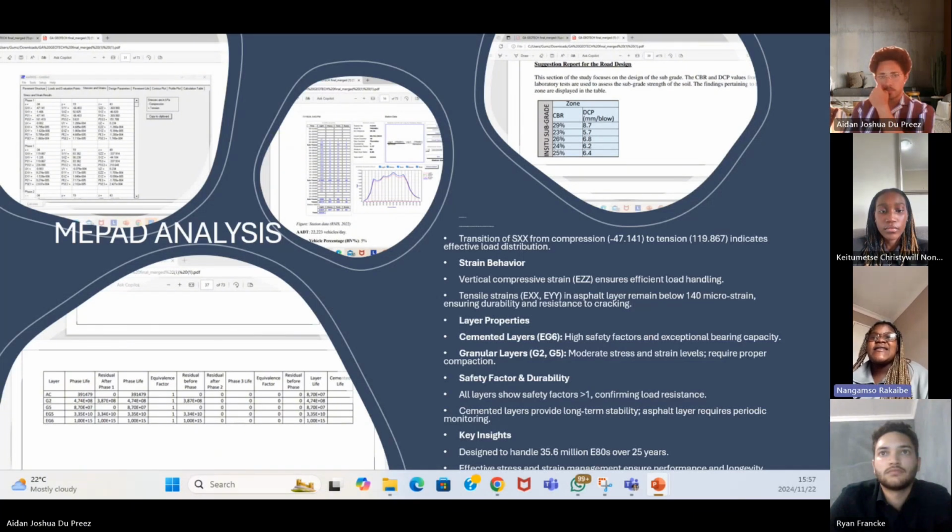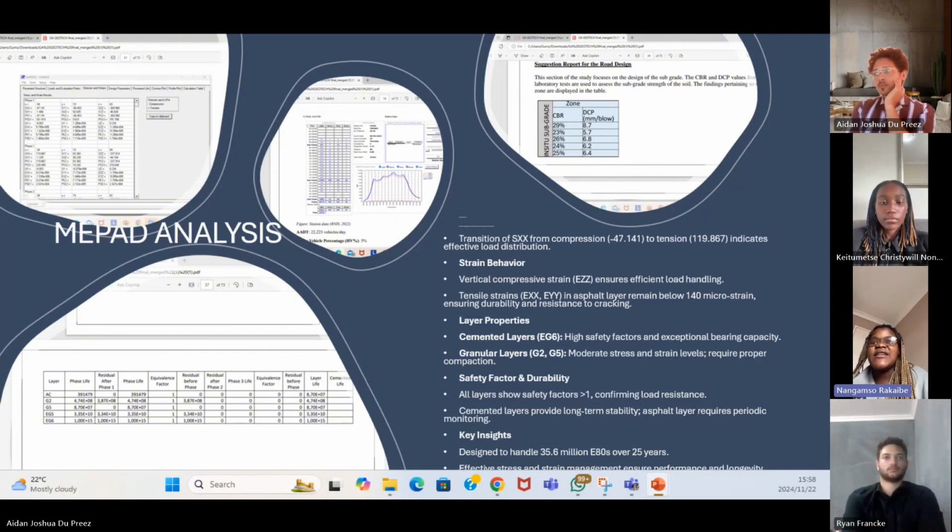The MEPAD analysis showed the distribution of both compressive and tensile stresses across different pavement layers, indicating how the material reacts under applied loads. The deepest layers, such as the EG5 and the EG6 cemented layers, experienced high compressive stresses, which is expected as they support the majority of the load. These layers are essential for maintaining pavement stability and preventing excessive deformation.